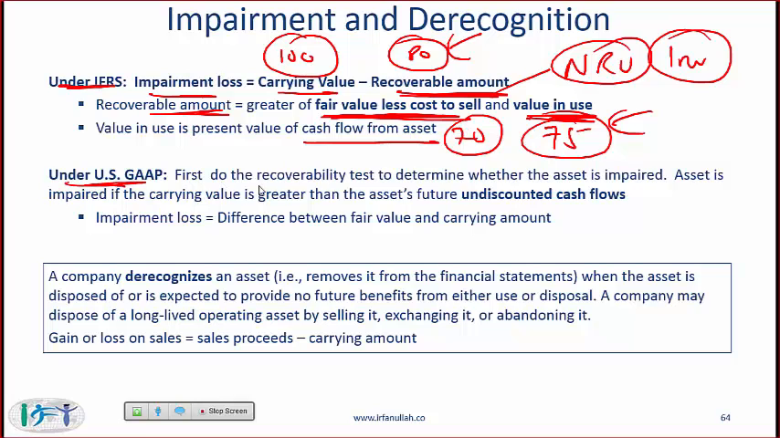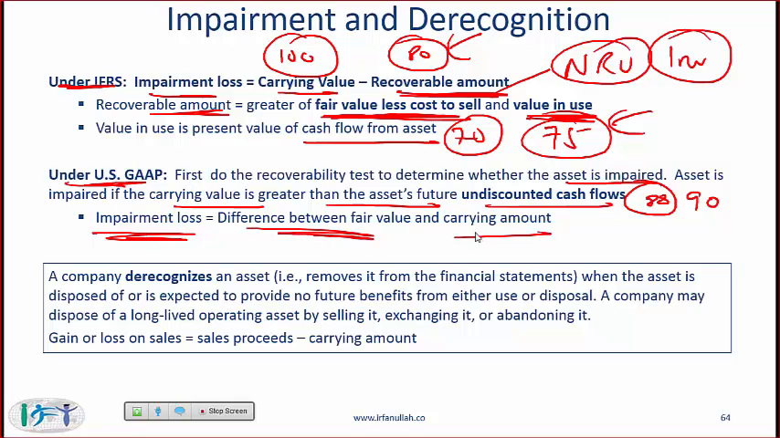Under US GAAP, we first do the recoverability test to determine whether the asset is impaired. An asset is impaired if the carrying value is greater than the asset's future undiscounted cash flow. So this is simply a litmus test. If the undiscounted future cash flow is 90 and the value on the balance sheet is 88, then you do not impair. So you just make a comparison and stop. On the other hand, if the undiscounted cash flow is less, then you impair. But to compute the impairment loss, you need to find the difference between fair value and carrying amount.